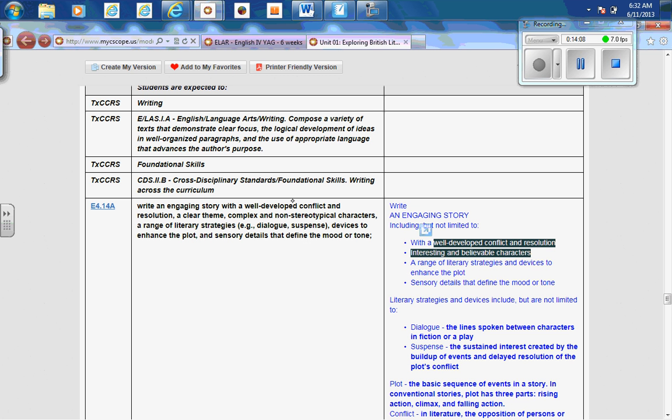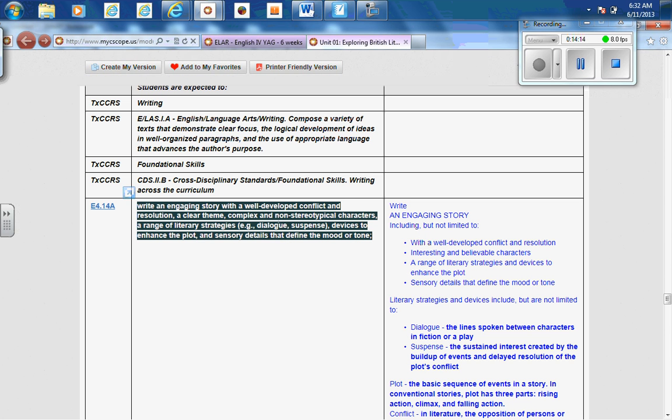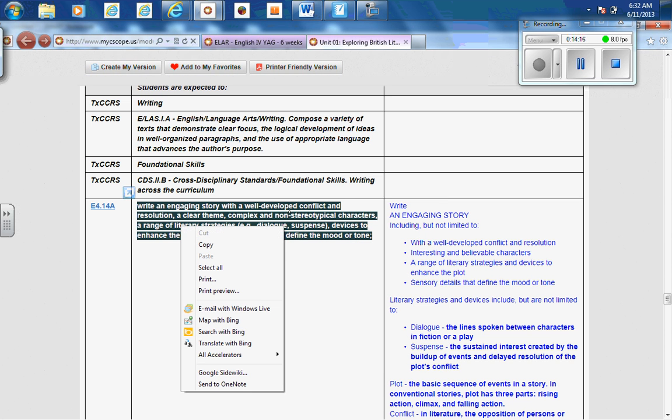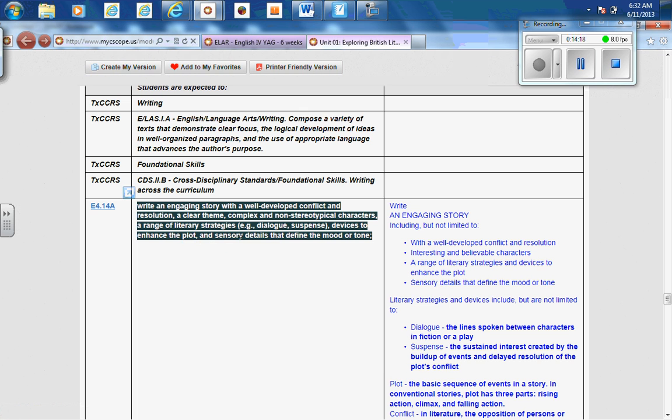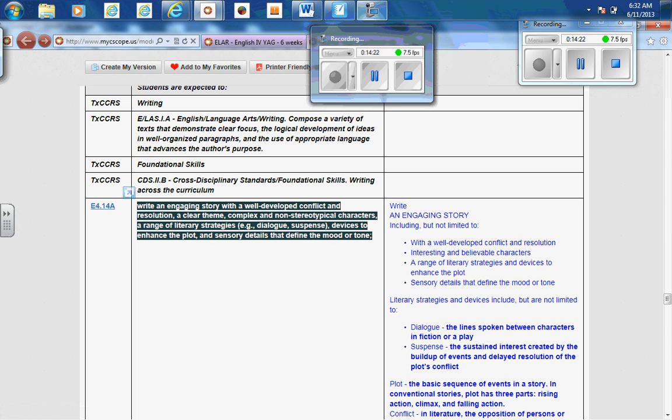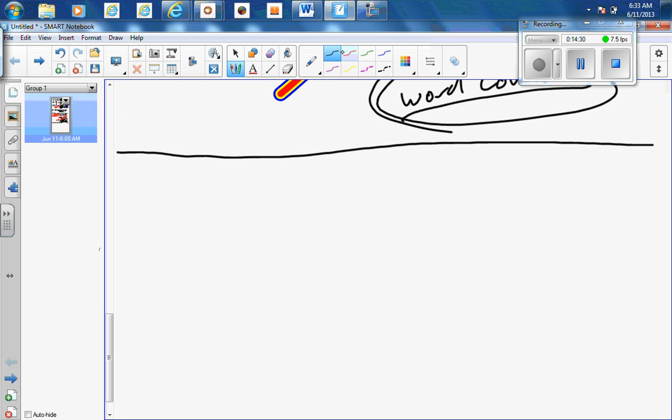is going to be: write an engaging story with a well-developed conflict and resolution, a clear theme, complex non-stereotypical characters, a range of literary strategies, e.g., by the means, for example, dialogue and suspense, devices to enhance the plot, and sensory details that define the tone or the mood.